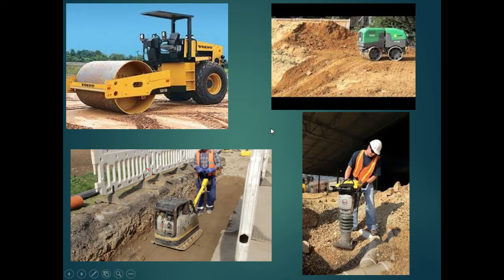Okay, so here are some examples of compaction equipment that we use on non-cohesive soils, which are gravel, sands, and silts. This is a steel smooth drum roller. This is a little remote control walk-behind that we can use to compact. This is a walk-behind plate compactor. And this is a jumping jack.